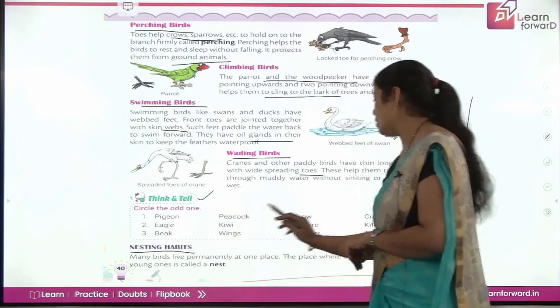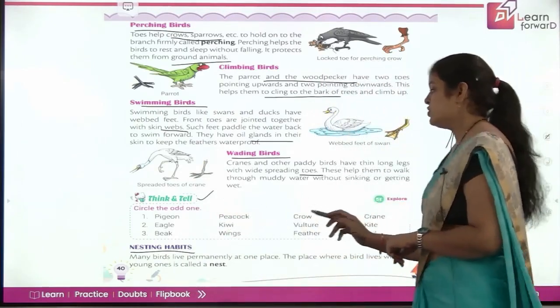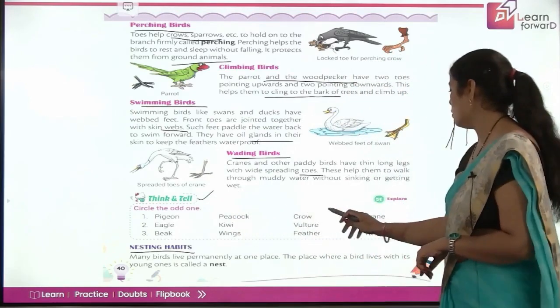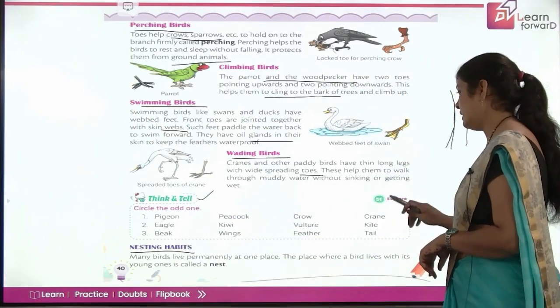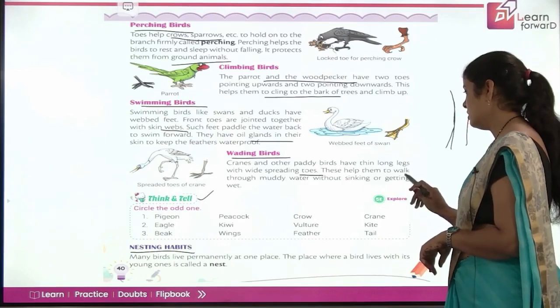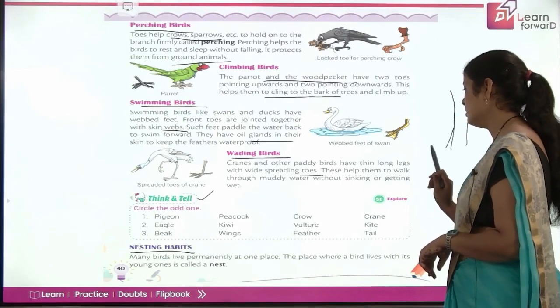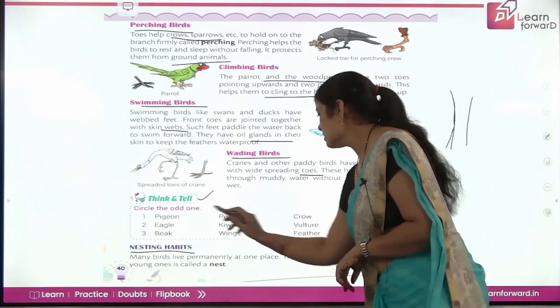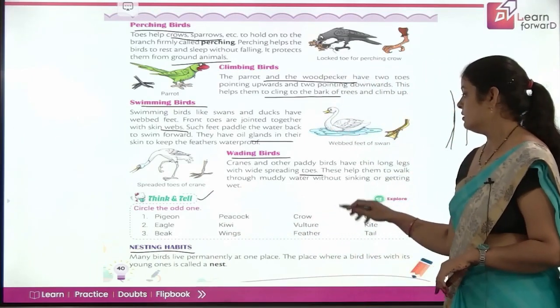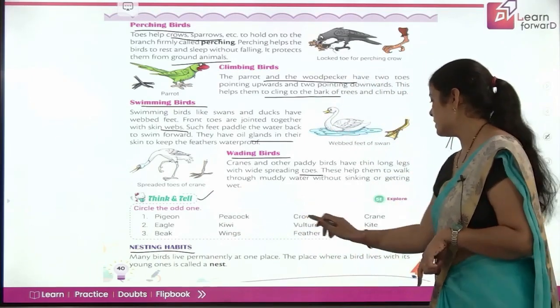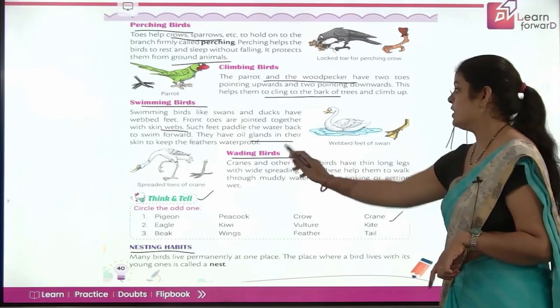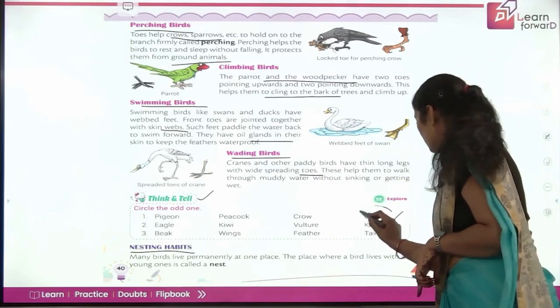So pigeon, peacock, crow and crane. Crane. Pigeon, crow and peacock, these three birds are perching birds, while crane is a wading bird. Okay, so this is the odd one.